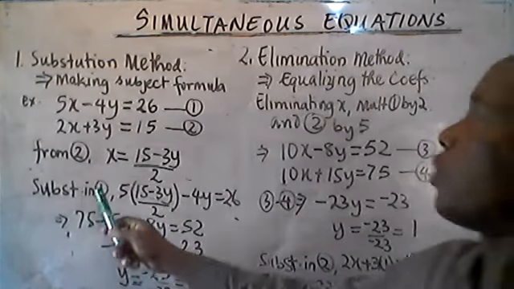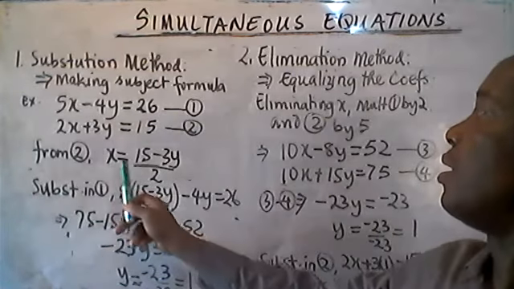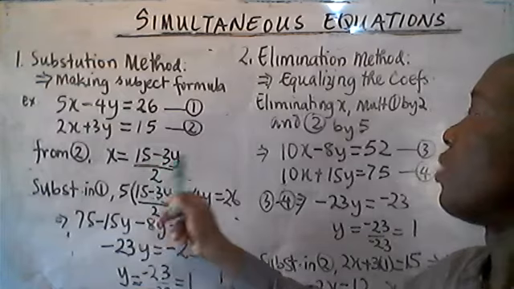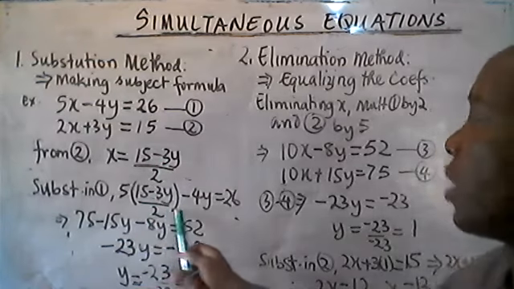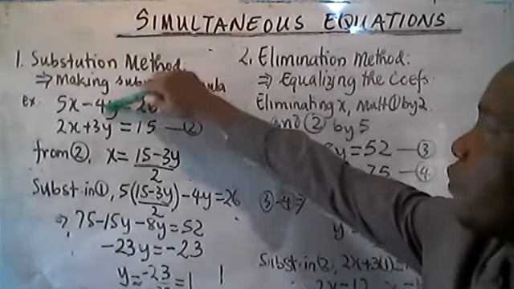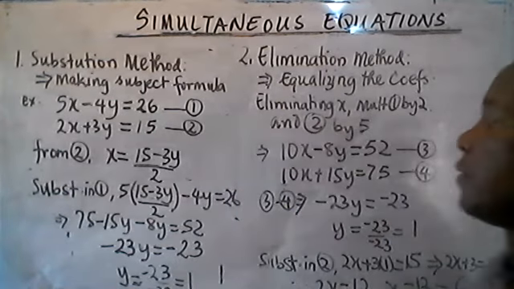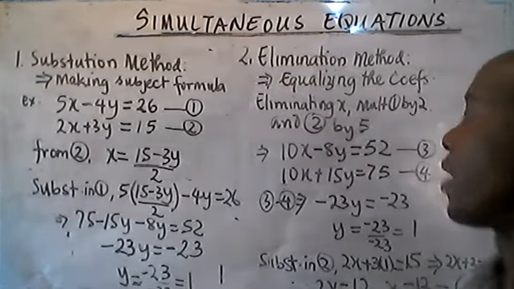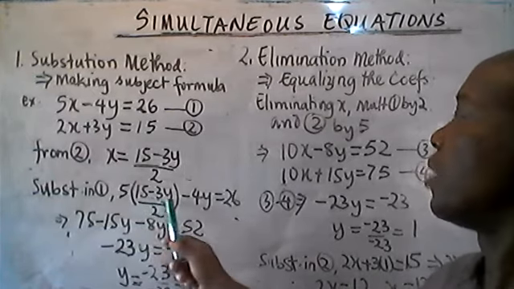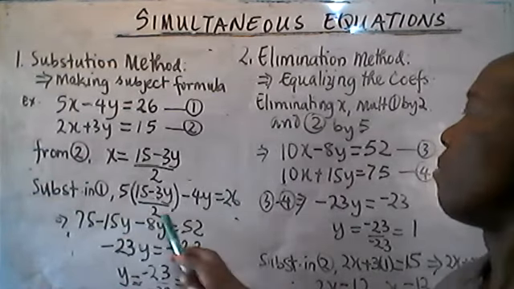Now, in equation 1, it is 5 times x, which now becomes 5 times, in bracket, 15 minus 3y all over 2. That is what we have here. Minus, complete the equation, minus 4y equals 26. Then you simplify. What we are going to do here is to multiply the numerator in the bracket by 5, and then multiply what is here by 2.